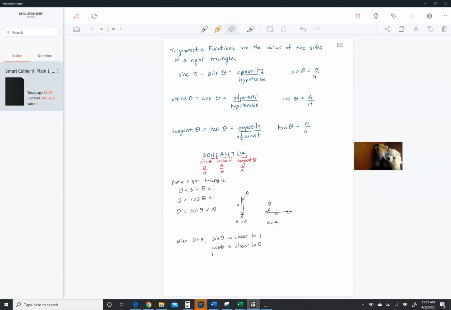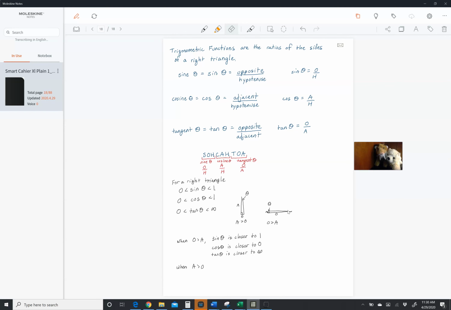Okay, and tangent is closer to infinity. Now, it doesn't mean that it's really, really large, right? Let's say that our opposite side is 200 and our adjacent side is 2. You get a large number, but it's not infinite. It's just a larger number, okay? It's increasing.